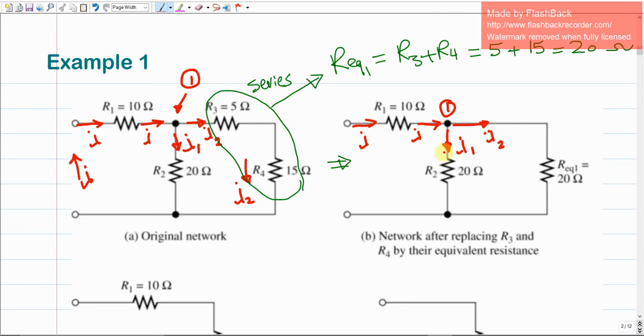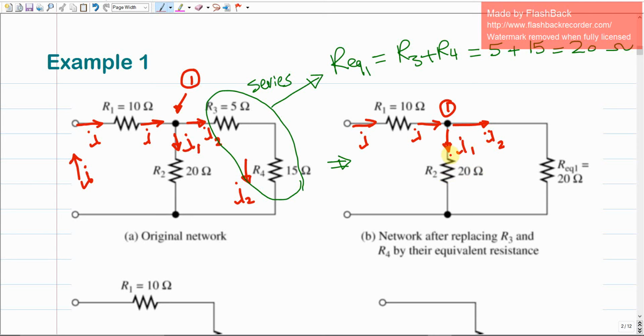So if I ask you how much is I1, I'm sorry, how much is the resistance and the current over R2, it should be I1. The resistance over R equivalent, it should be I2. Agree? So if I ask you what is the type of these two resistors together, are they parallel or series? Definitely they should be parallel.